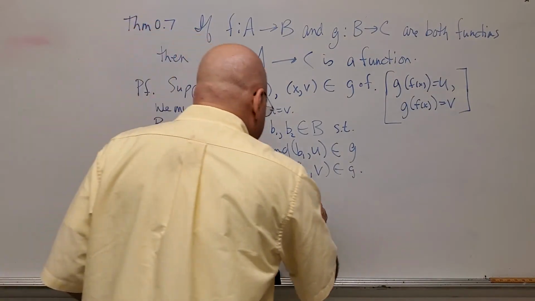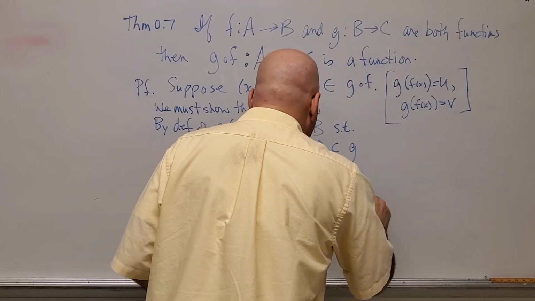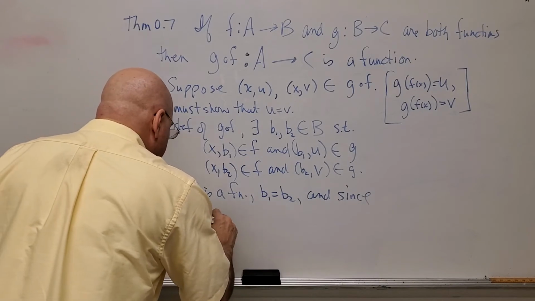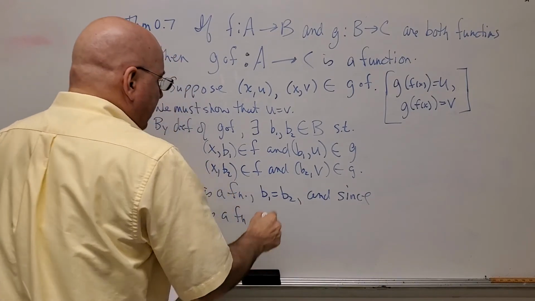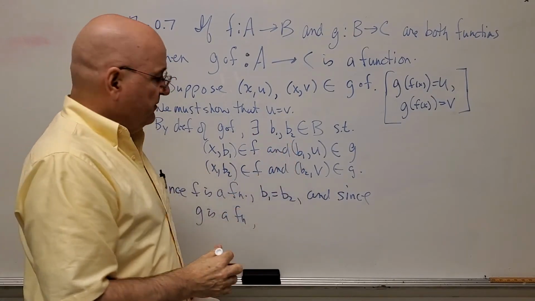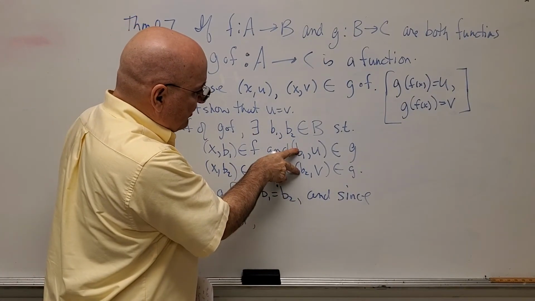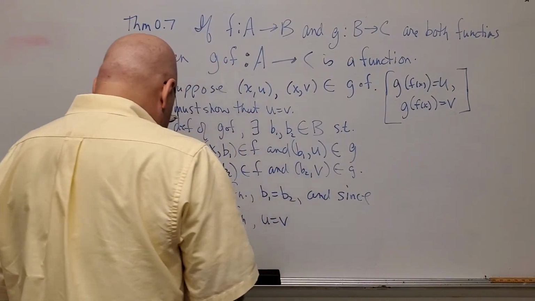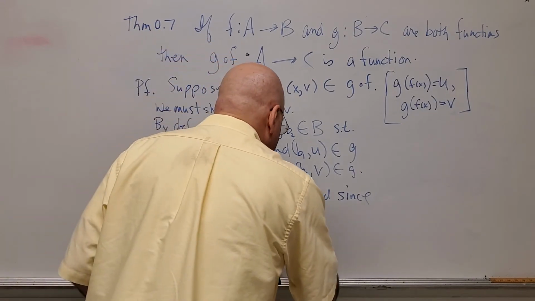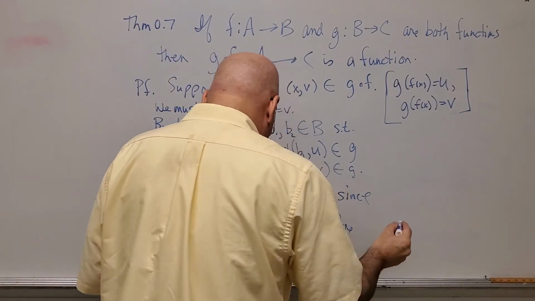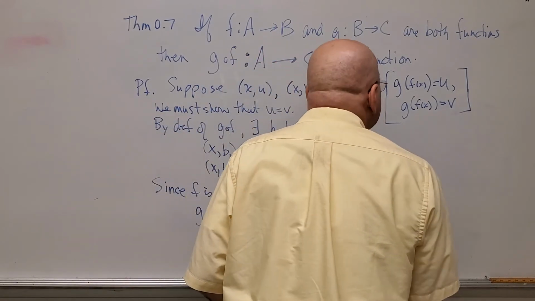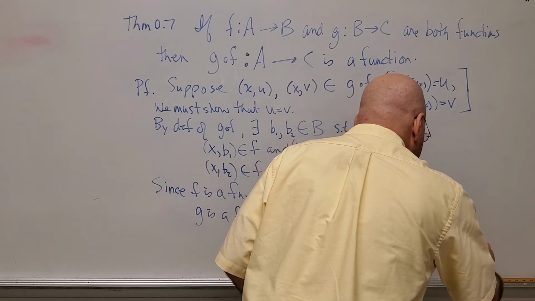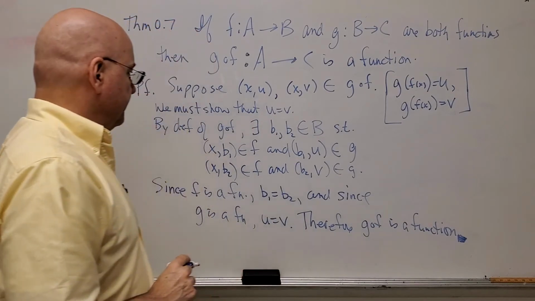Well, similarly, since f is a function, that is true. And since g is a function, and since b1 and b2 are the same number, we just showed that, that means that u and v are the same. Therefore, g composed with f is a function. And that is the end of the proof.